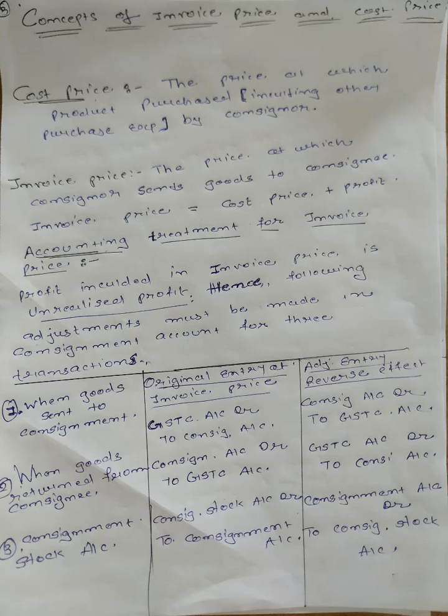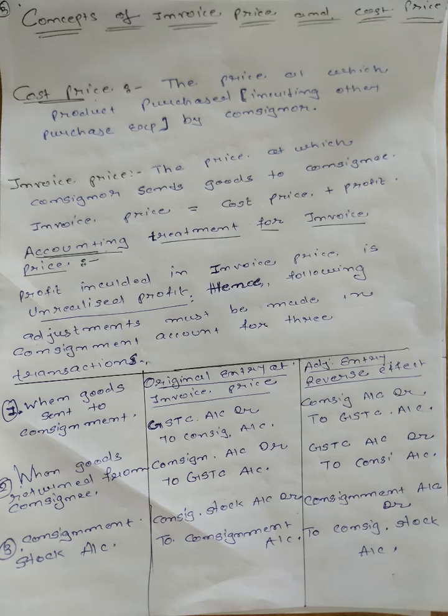So we can say the cost price is the price at which a product or service is purchased or manufactured by the consignor. This cost price also includes particular purchase expenses as well as manufacturing expenses. For example, carriage inward and octroi are expenses specifically incurred for a purchase. So, in the cost price, the purchase price as well as some of the expenses are also counted.